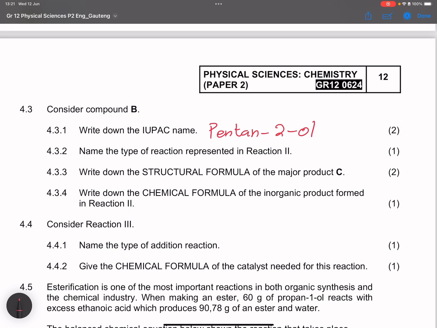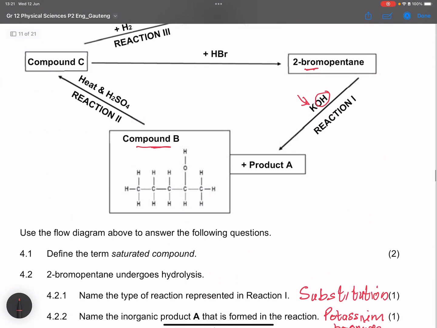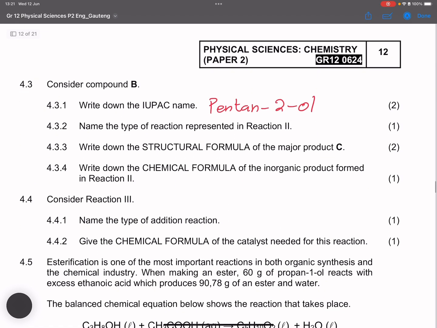And then they say, name the type of reaction represented by reaction 2. Okay, so let's go and check reaction 2. So we are taking the alcohol, right, in the presence of heat as well as sulfuric acid. So we are going to form an elimination reaction there. Okay, and what would we then produce? This is actually a dehydration reaction, right? So we're going to form an alkene there. They say name the type of reaction represented by reaction 2. So that would be an elimination reaction.